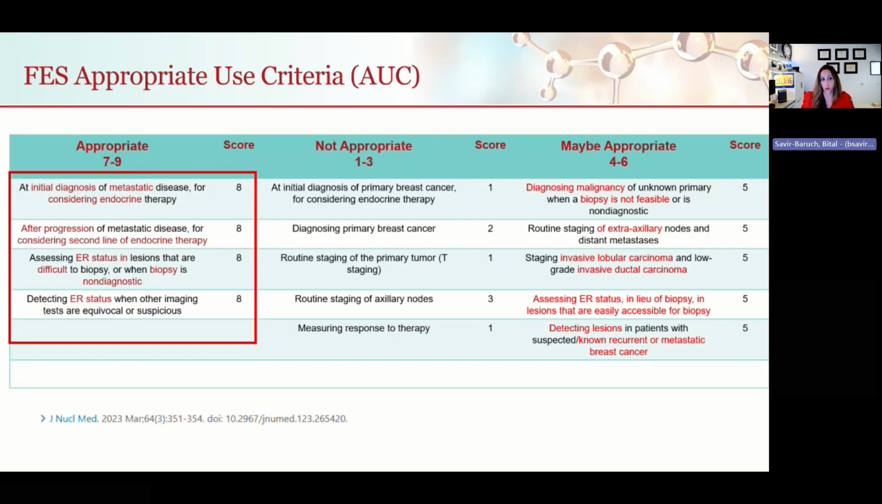So for every tracer, we have appropriate use criteria, and this belongs to the FES PET CT scan. As we can see, we have 4 appropriate use criteria, and in these slides, I will speak about the first 2: the use of FES PET CT at initial diagnosis of metastatic disease for considering endocrine therapy, and also after progression of metastatic disease for considering second line of endocrine therapy.